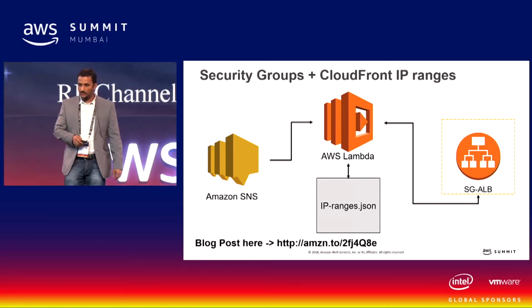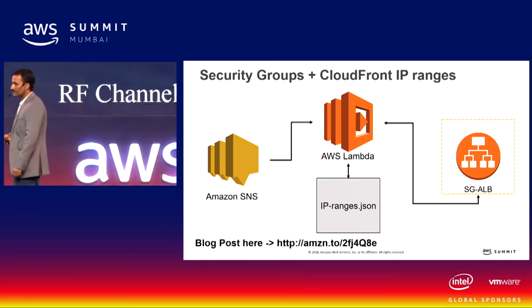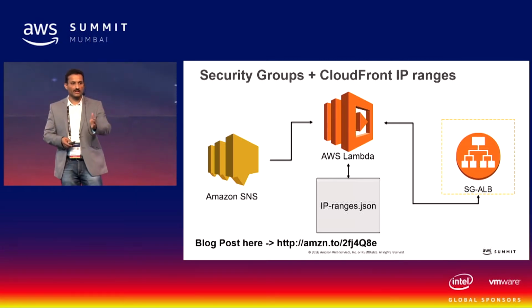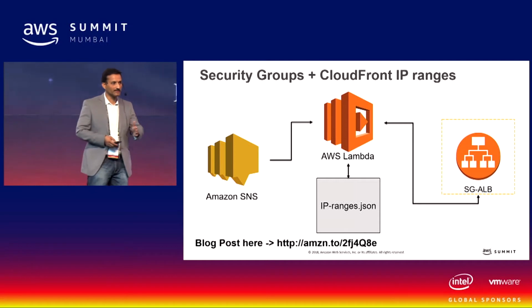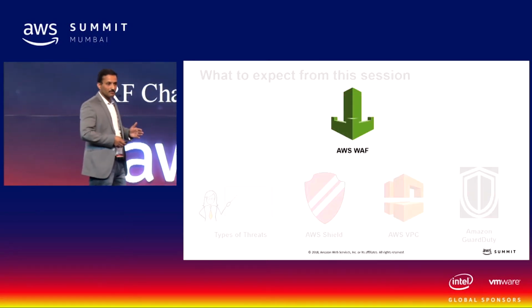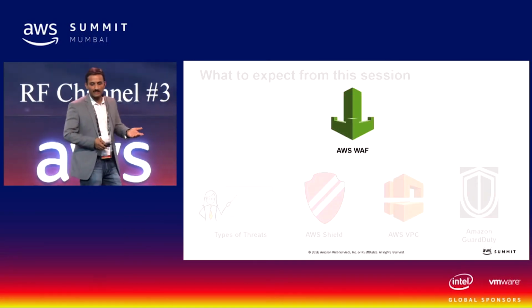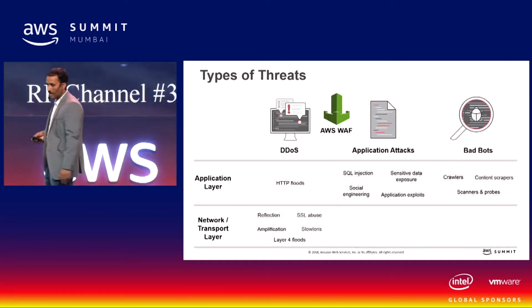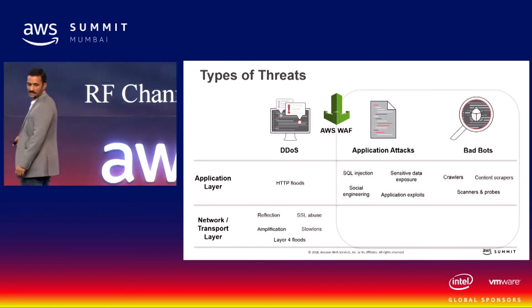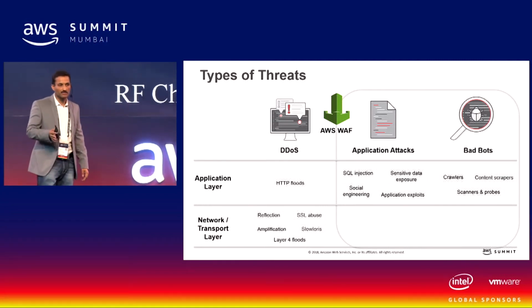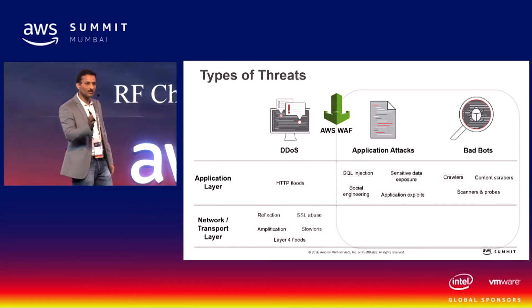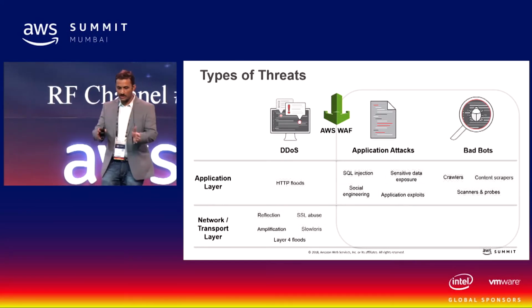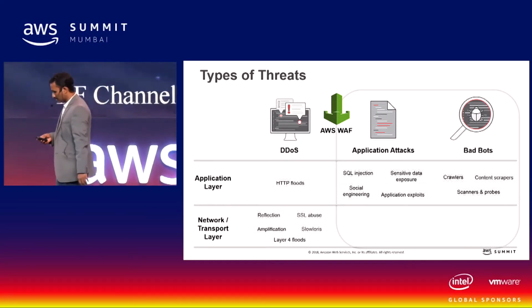So now we did layer 3 and layer 4, right? Network layer and transport layer. Now how do you do it at the application layer, right? That's where AWS WAF comes in. WAF sits at the application layer and the bad bots layer, but it has some overlap with DDoS also, like it prevents HTTP floods also. But the majority is application attacks and bad bots.